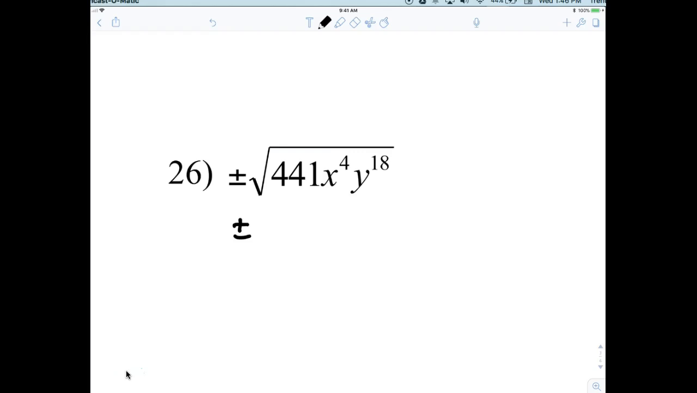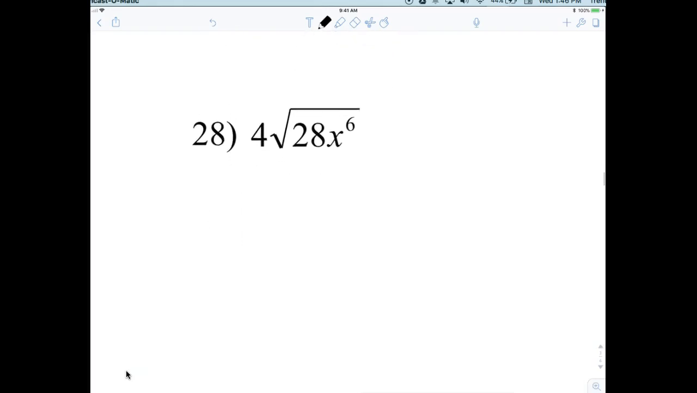Anybody know? All right, I'll tell you. It's 21. Plus 20 squared is what? 400. Right? So that's how I knew it was close. All right? And then it would be x to the what? And then y to the 9. Everybody good with that? Happy? All right, let's go.